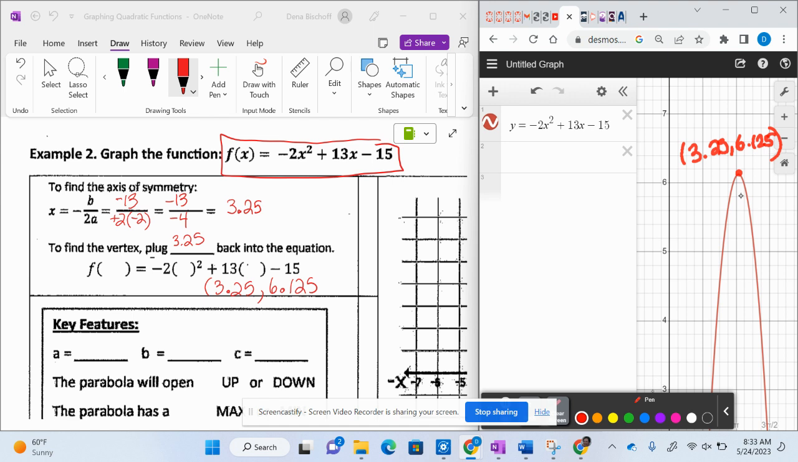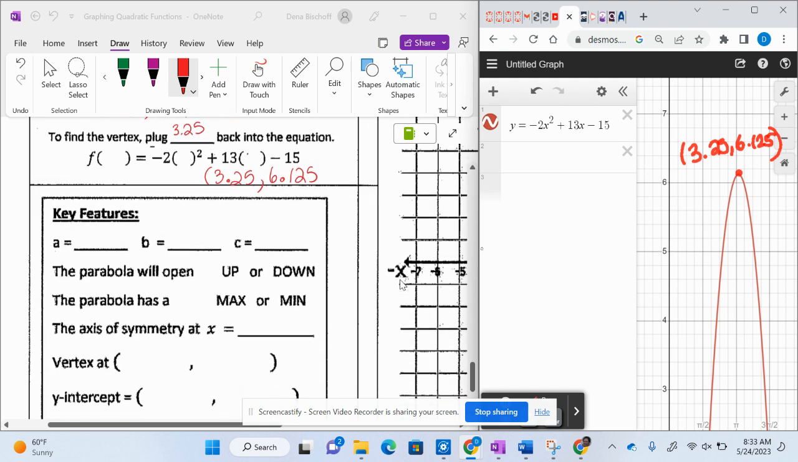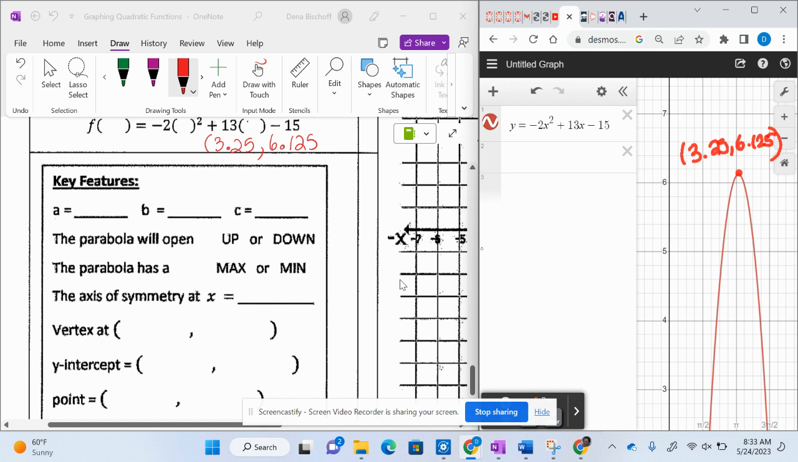Okay. Are we good with that? Okay. I'm going to move up a little bit. So let's talk about the key features of our equation. Well, what is the value of A? What's A? It's negative 2. What is the value of B? Positive 13. What is the value of C?